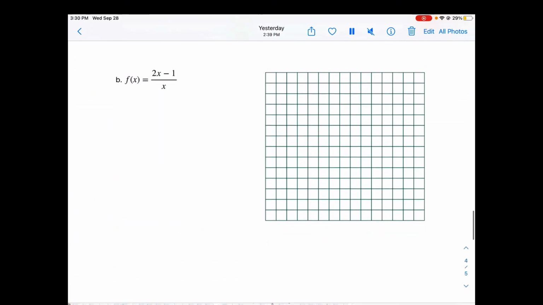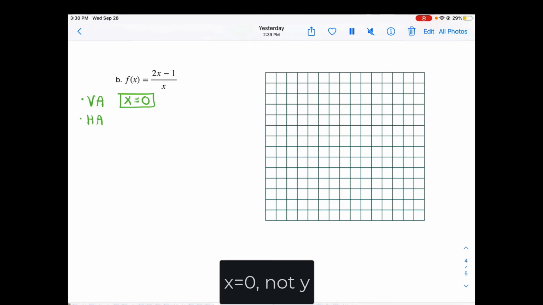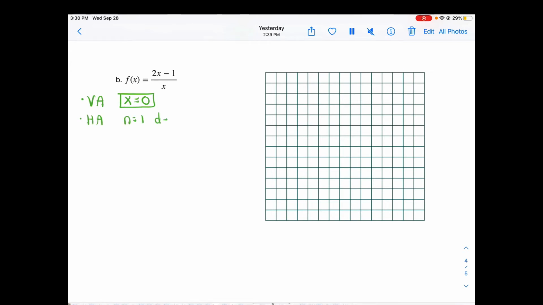Okay, starting with this one, this function also does not simplify. So I want you to find your vertical asymptotes. Let's see how you did. Your vertical asymptote is when the denominator equals 0, so the answer is x equals 0. Find your horizontal asymptotes. y equals 2 is your horizontal asymptote.